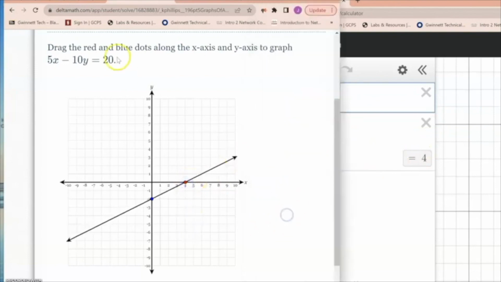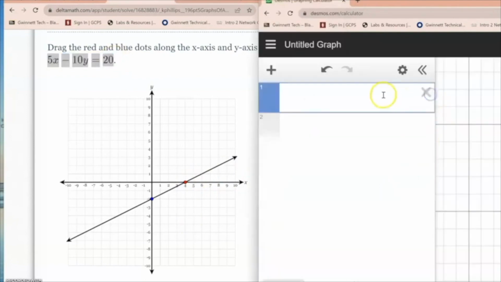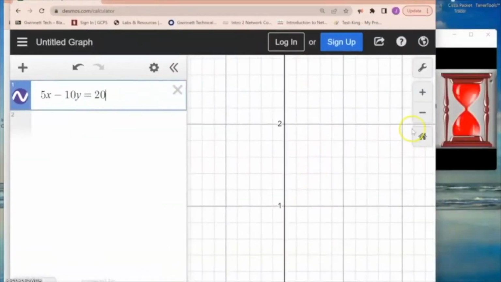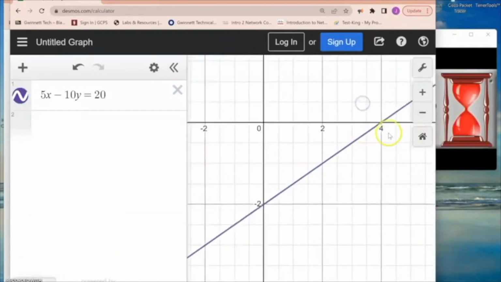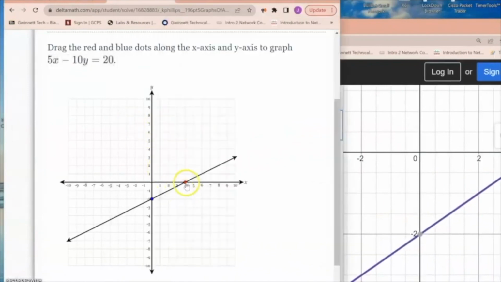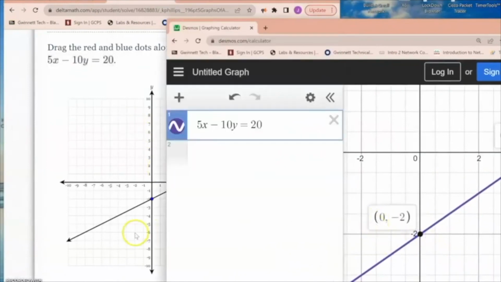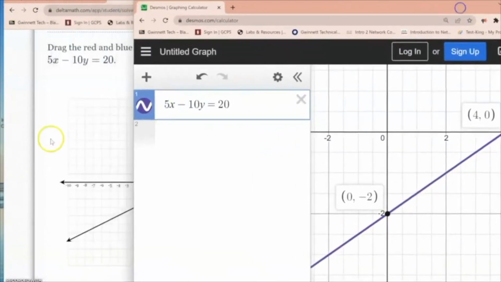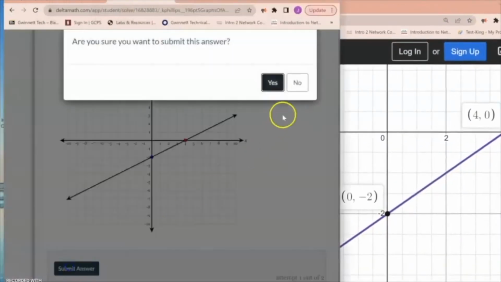To check that, I'm going to copy it, Control C, and paste it, Control V. Now I need to see if my line looks like this one. Zoom out. There's my line. My x-intercept is at (4, 0), and my y-intercept is at (0, -2). Yep, so those lines do match. So that one is my answer.